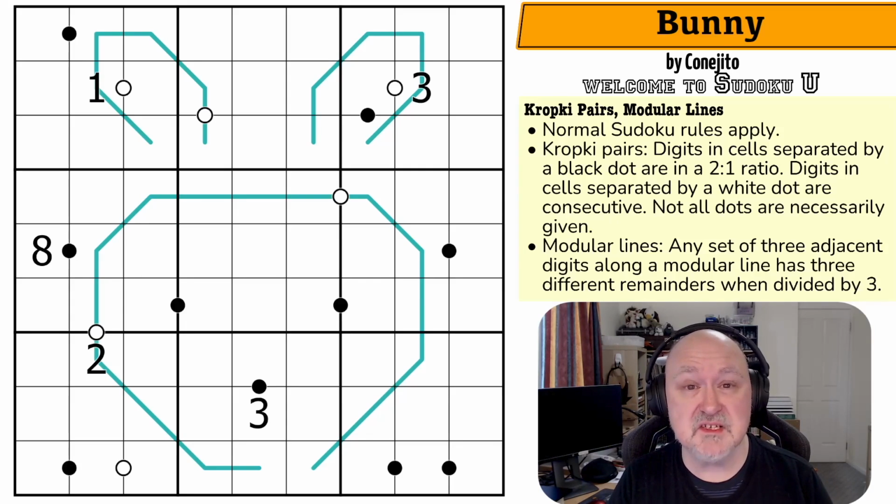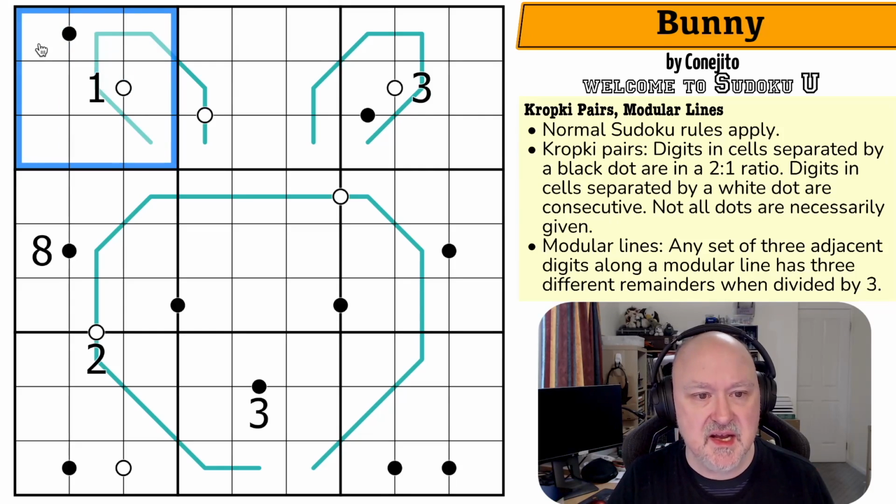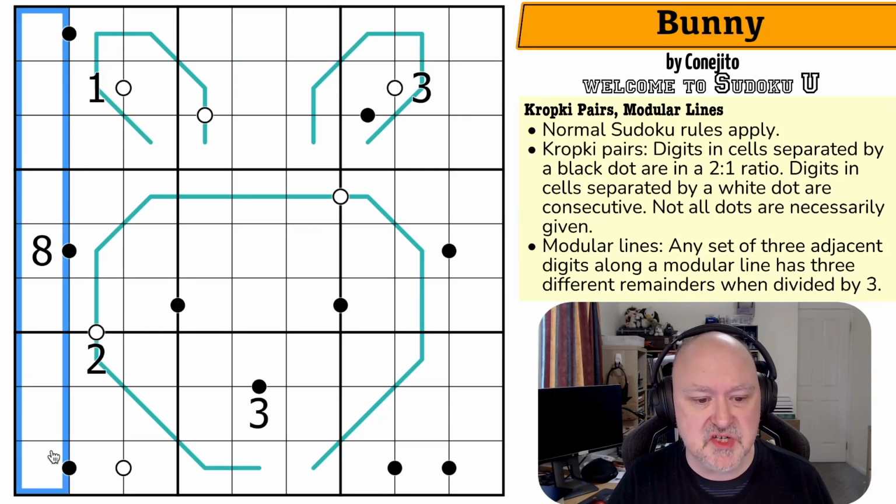But let's look at the puzzle. So what do we have? We've got normal Sudoku rules apply. So in every box, in every row, and in every column, the digits 1 to 9 must be placed without repetition. We have Kropki pairs.